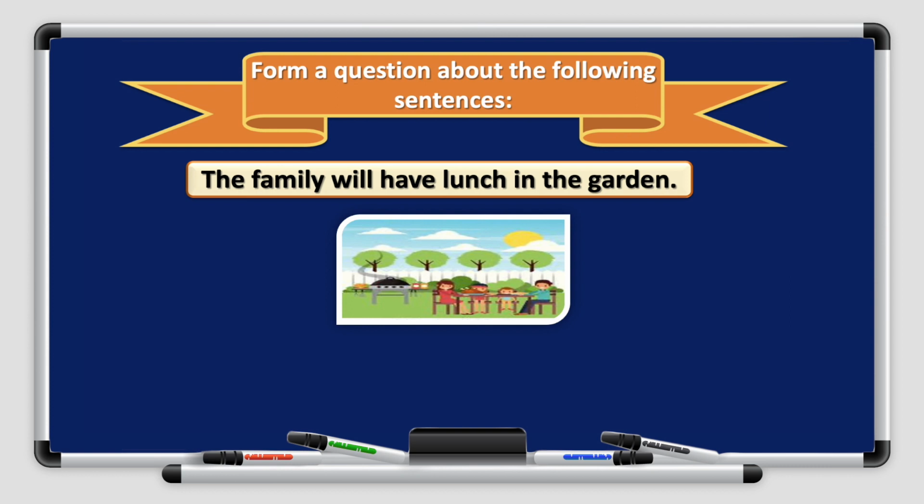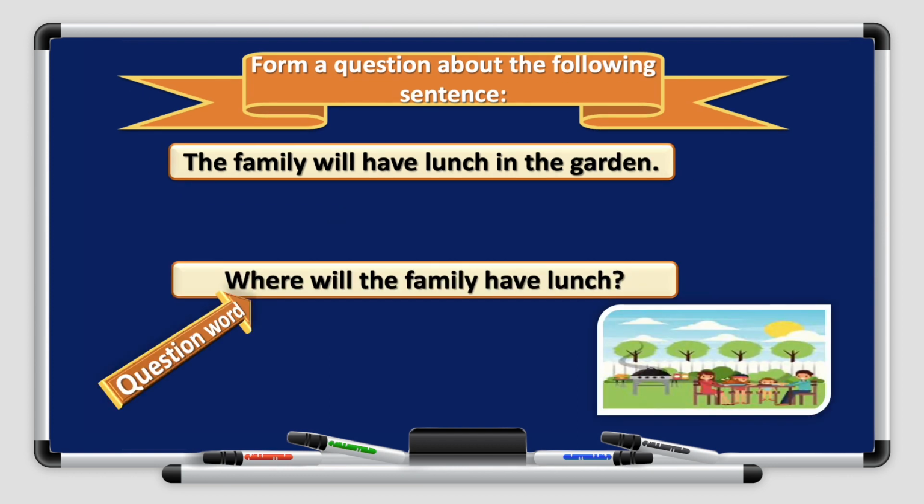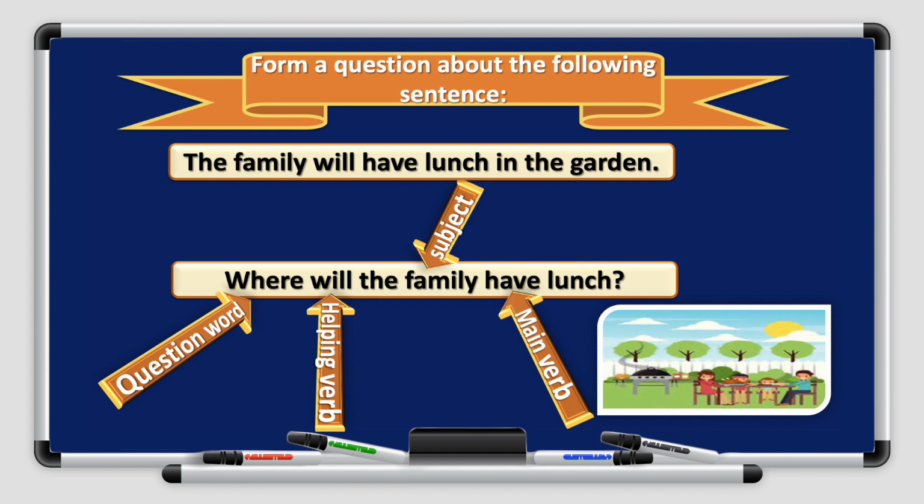The family will have lunch in the garden. What am I going to start with? The question word, where? Helping verb, will, the family have lunch? After the helping verb, we have the subject, which is the family, and have our main verb here.